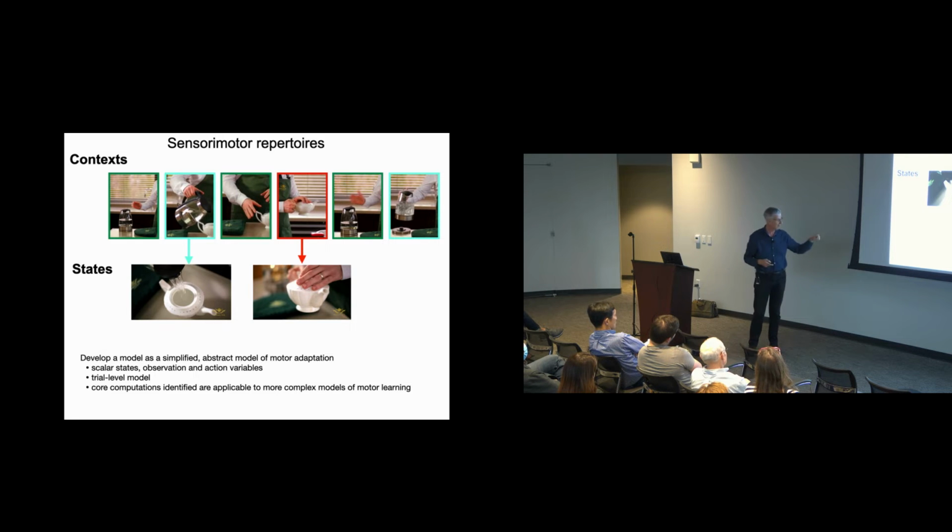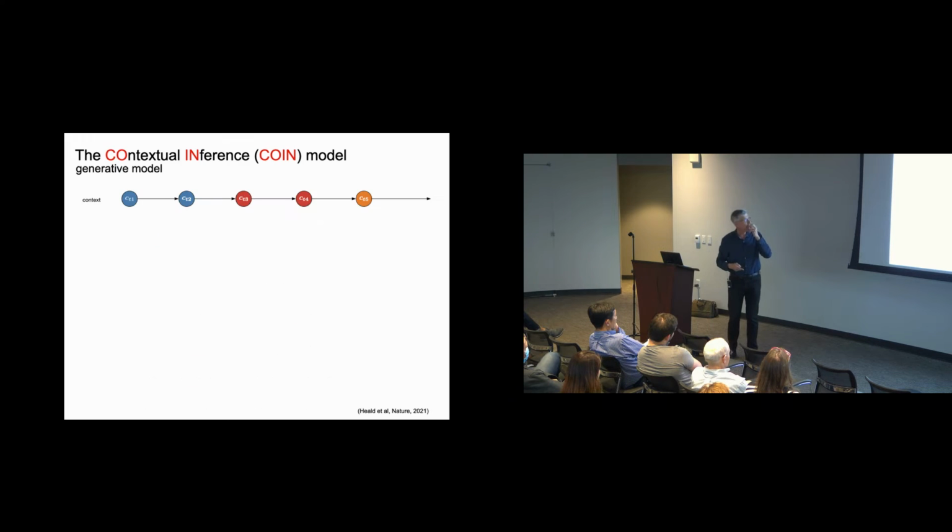It's going to have scalar states, scalar observations, scalar actions. And you may say, well, that's not very impressive, and it's not very impressive, but believe me, the model's hard enough just with that. It's going to be a trial level model. It's going to be like a trial by trial thing, so it's not going to be continuous. But the core computations, I think, are applicable to more complex models of motor learning and to other forms of learning.